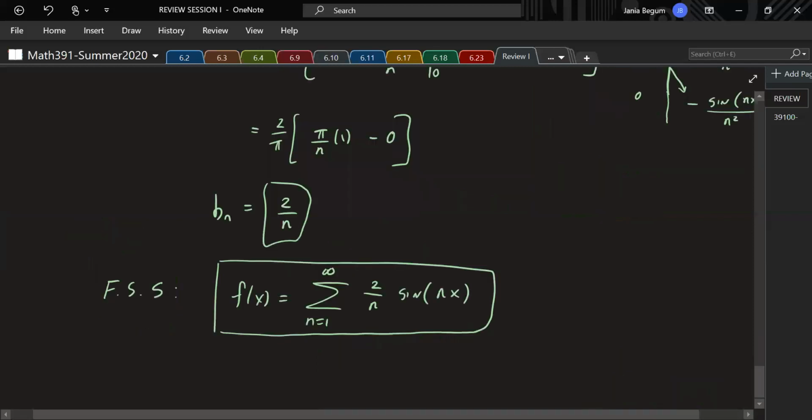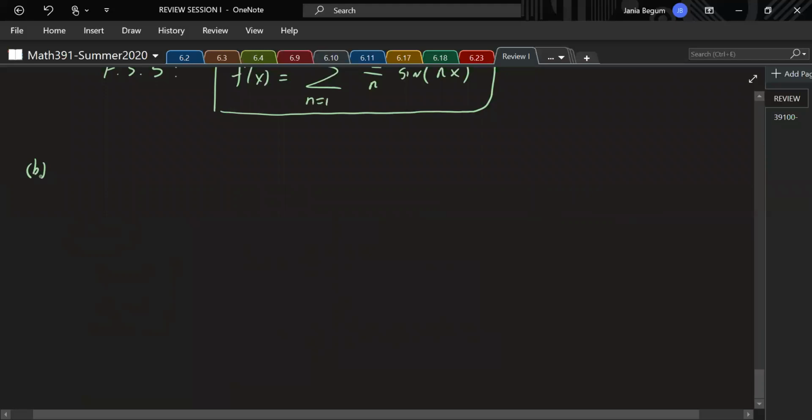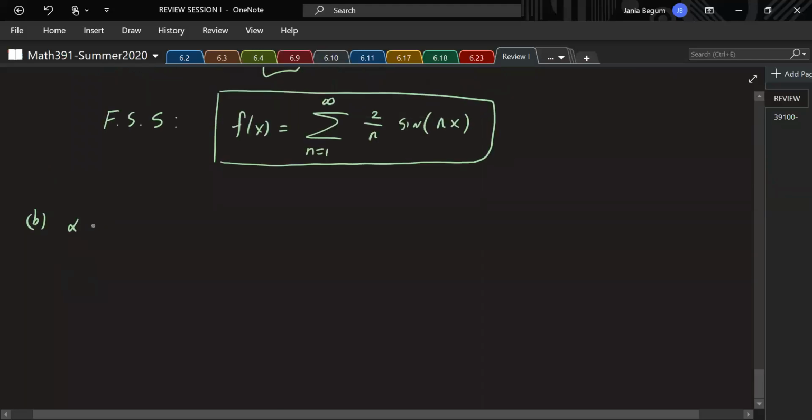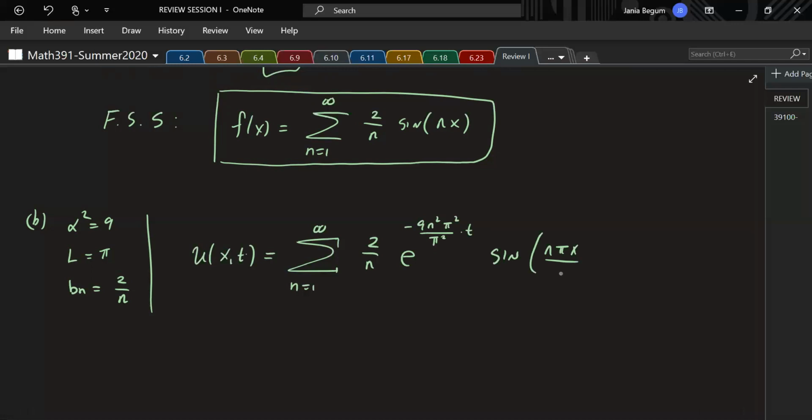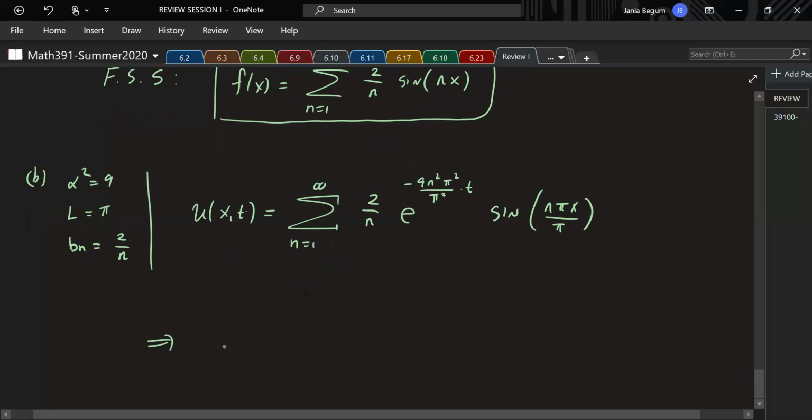So let's plug these in. So for part B, we're going to plug in alpha squared, which is 9. We're plugging in L, which is pi. Bn is going to be 2 over n. So our solution to the heat equation is simply u of x,t, the sum from n equals 1 to infinity of Bn, which is 2 over n, times e to the negative alpha squared, that's 9, n squared pi squared over L squared, L is pi, times t, times sine of n pi x over L. L is pi. So plugging those in and simplifying, we have our solution.